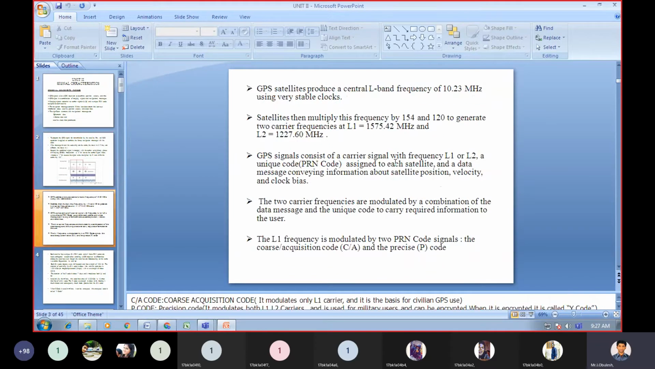The next, GPS satellites produce a central L-band frequency. A GPS satellite provides a central L-band frequency of 10.23 megahertz. GPS satellites produce a central L-band frequency of 10.23 megahertz using very stable clocks.